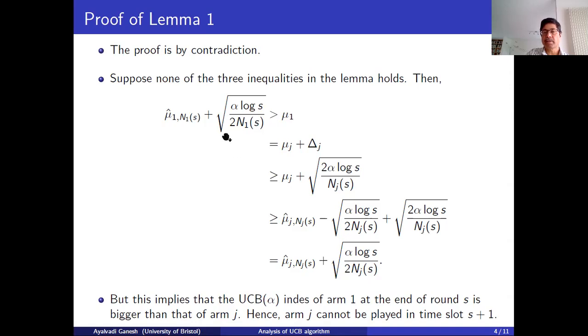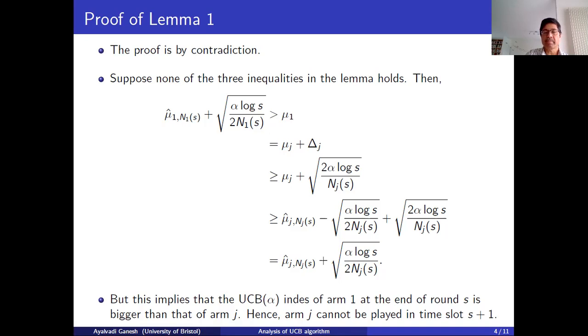But what are these correction terms? These are exactly the things coming from the UCB alpha algorithm. So this whole thing here is the UCB alpha index of the first term. This is the UCB alpha index of the j term. And so what we have said is that if none of the inequalities in the statement of the lemma holds, then the index on the first term is strictly bigger than the index on the j term.